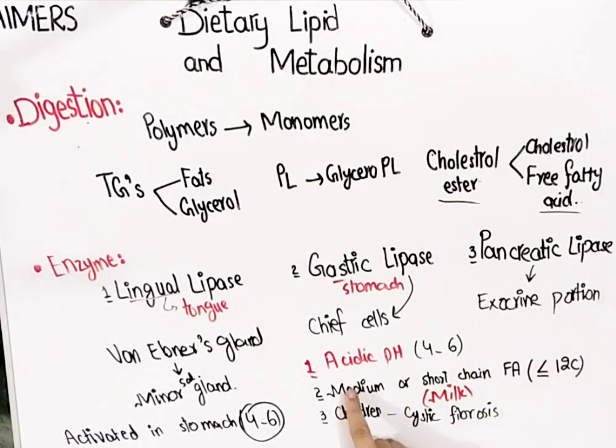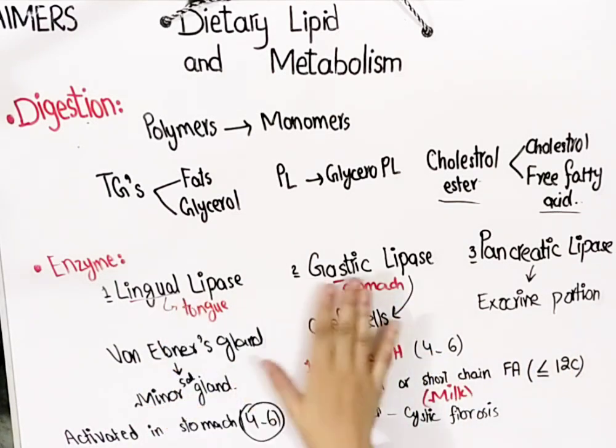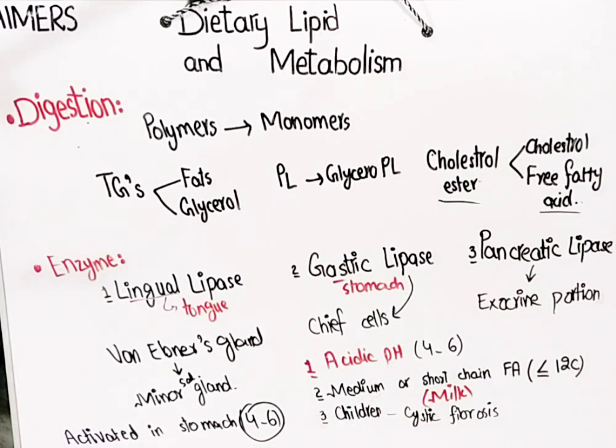Now we have some characteristics which are common to lingual and gastric lipase. First, they are both activated in the stomach. Do remember, digestion begins in the stomach and ends in the small intestine. Both are activated in acidic pH. They are responsible for the breakdown of medium or short chain fatty acids having a length of less than 12 carbon atoms. And these enzymes are more functional in children, less functional in adults, and more functional in patients suffering from cystic fibrosis. Got it?